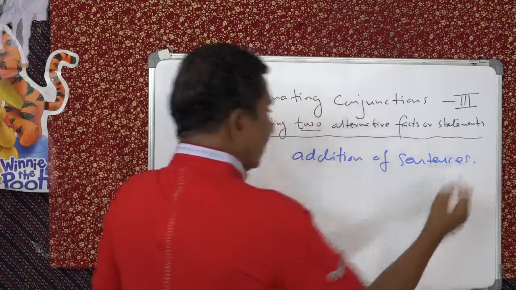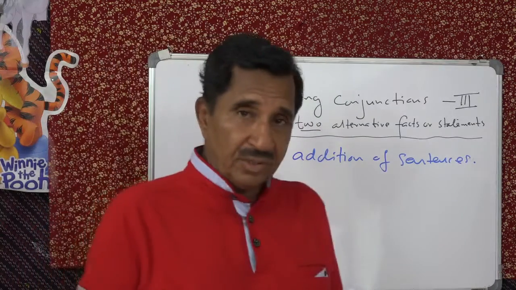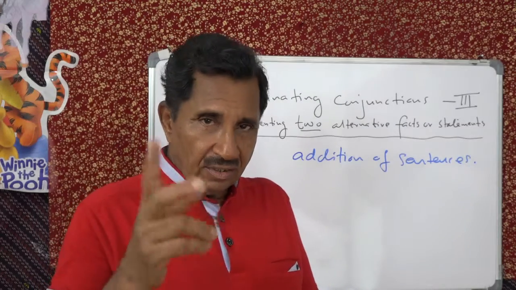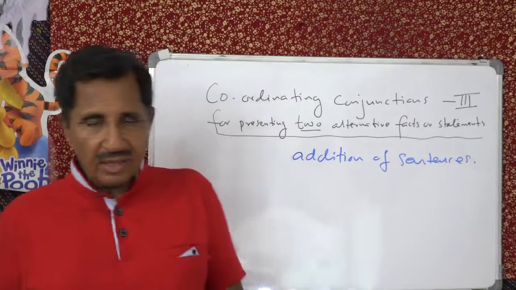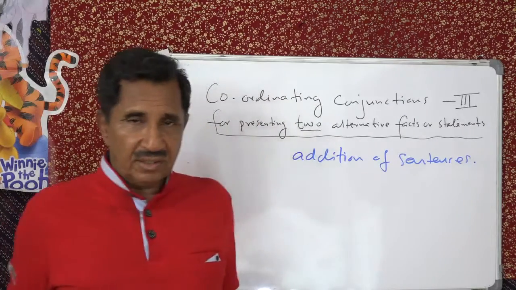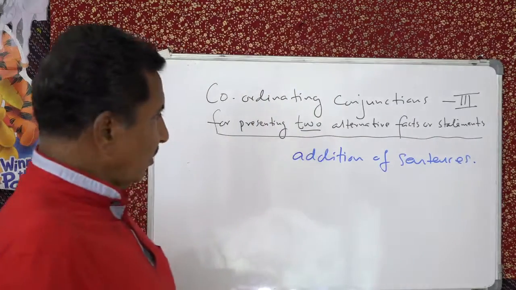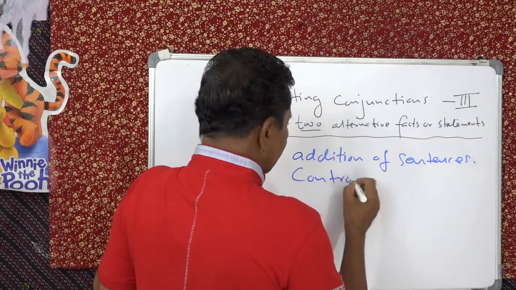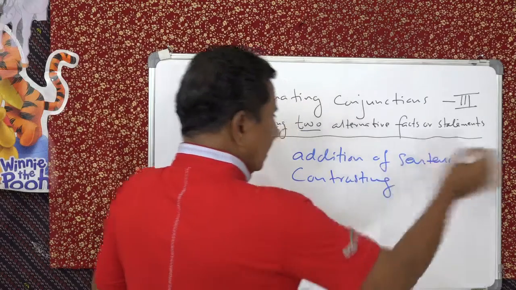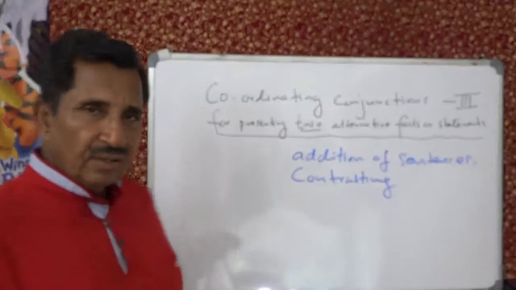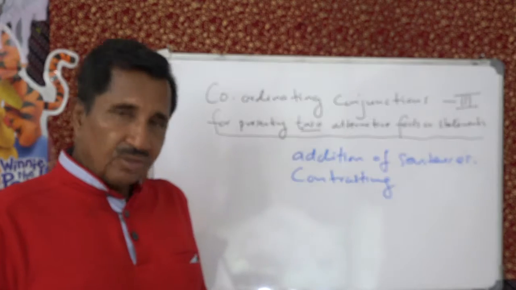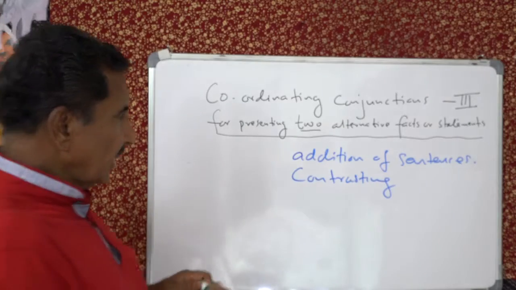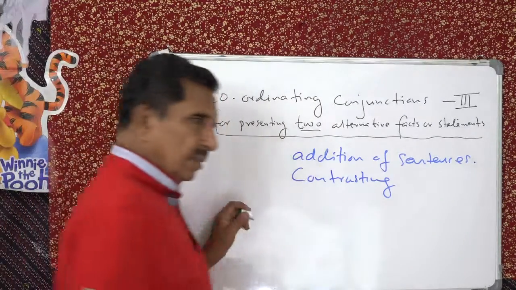And remember, coordinating conjunctions combine principal clauses. So if you find more than one principal clause in a sentence combined by these conjunctions, you call it a compound sentence. So you have got addition of sentences, then contrasting facts. For addition, we have already seen both, and, not only but also, as well as. Contrasting facts is a but sentence.